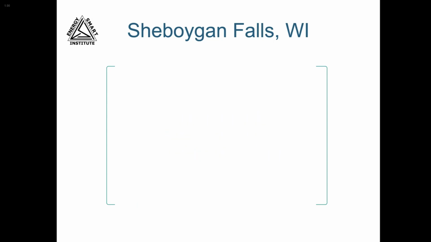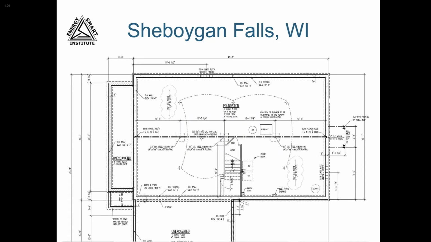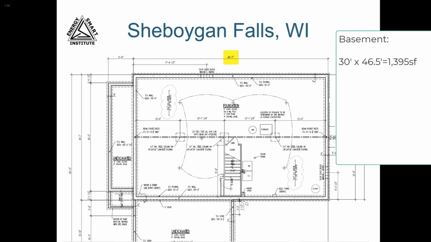Let's do some calculating. I start with the foundation, and we see outside-to-outside measurements on our plans of 29 feet 11 inches by 46 feet 7 inches. The standards tell us to round the dimensions to the nearest half foot, so our conditioned floor area for this level will be 30 feet times 46.5 feet, which equals 1,395 square feet.